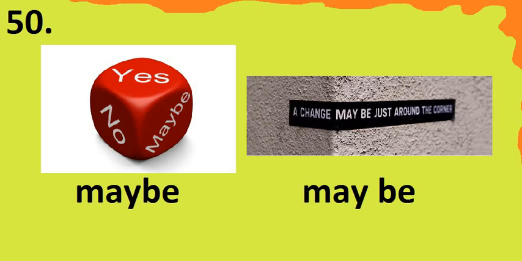Next we have maybe and may be. So when you say maybe, is it one word or two? The first example, maybe as one word, means perhaps, possibly. Yes, no, maybe is the example. Whereas may be as two words, this means it could be or might be. So be is a verb here. There are lots of words that could be one word or two, so be careful when you're writing these.